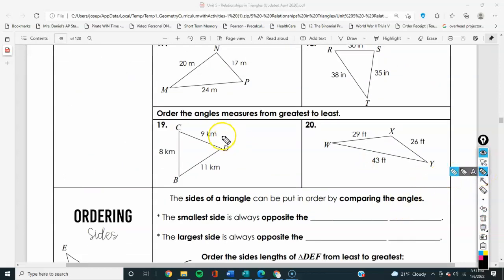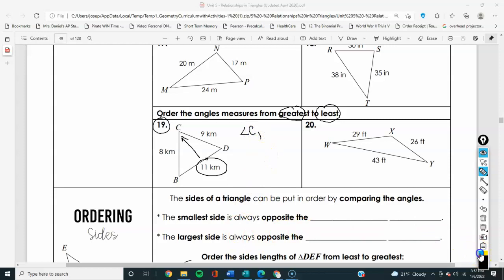Now, what happens if I go from biggest to smallest? Well, I'm going to do the same thing. I'm just going to start with the biggest, though. So when I order my angles from biggest to smallest, I'm going to start with my biggest side. 11 is my biggest side, and it's opposite, then, my biggest angle.